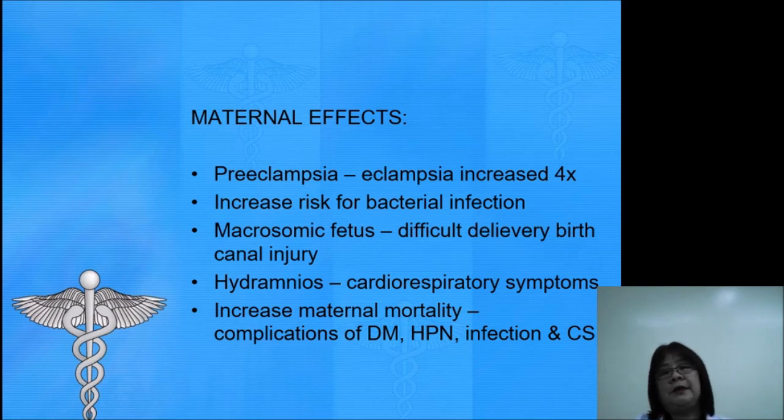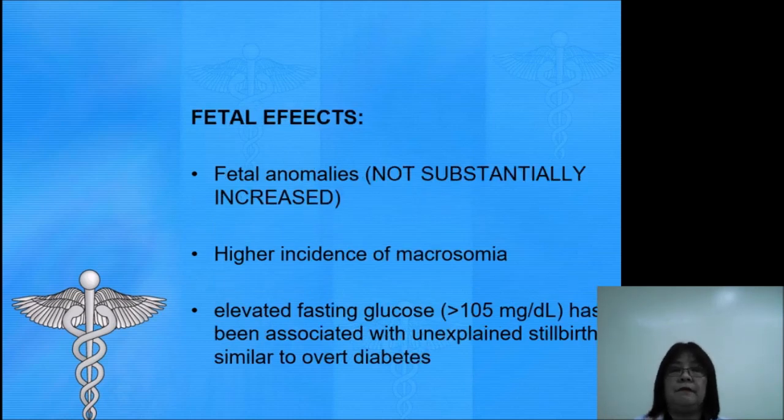What will be the maternal effects of GDM? Your patient is high risk for preeclampsia or eclampsia, increased risk for bacterial infection, and a macrosomic fetus, which will result in difficult delivery or birth canal injuries. Patient is high risk for hydramnios, so your patient might have cardiorespiratory symptoms, and increased maternal mortality due to associated hypertension, infection, and cesarean section.